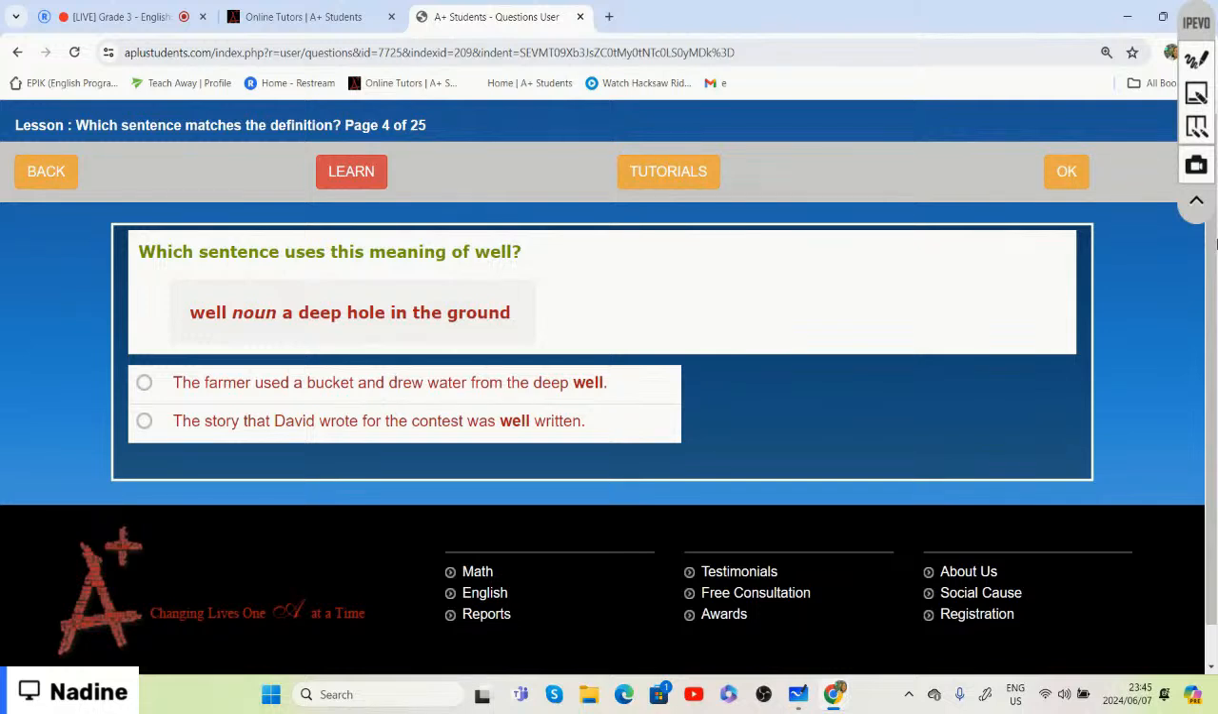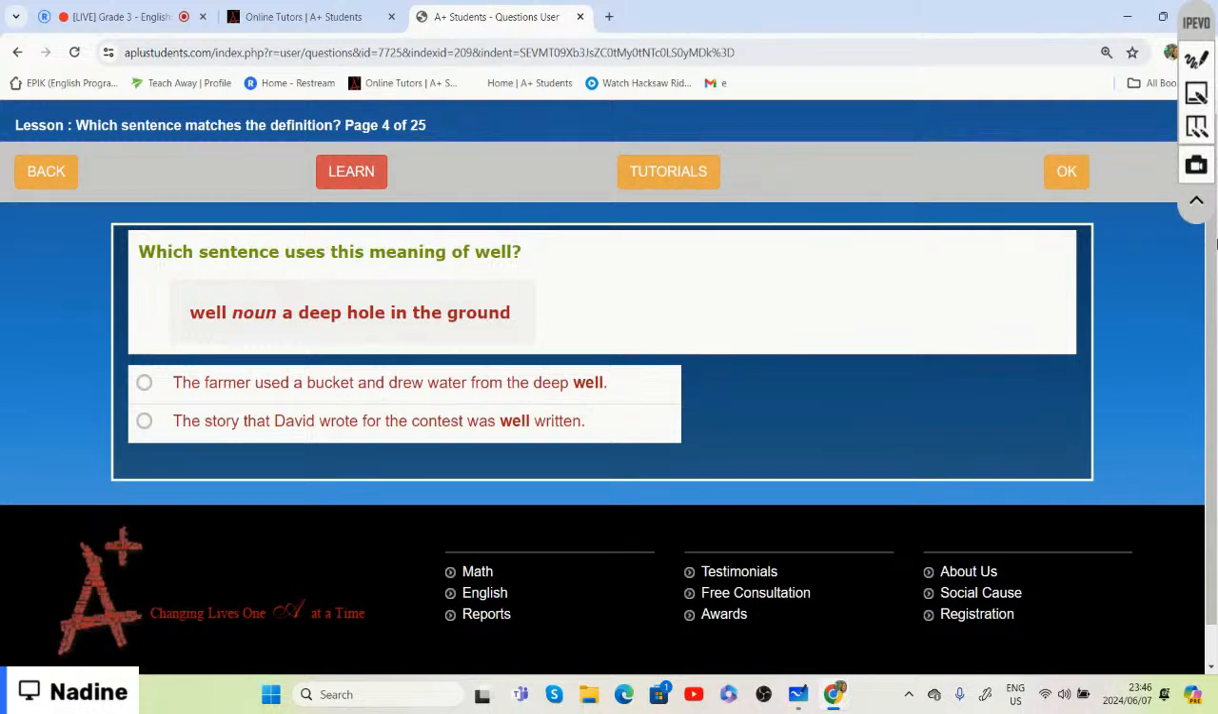Well, which is a noun, it's a deep hole in the ground. And then we also made mention of another well, right? Where we said the farmer used a bucket and drew water from the deep well. A well is a hole in the ground, and people need to lower buckets into the ground, and then they get water from there. And that is a well, that's a hole in the ground.